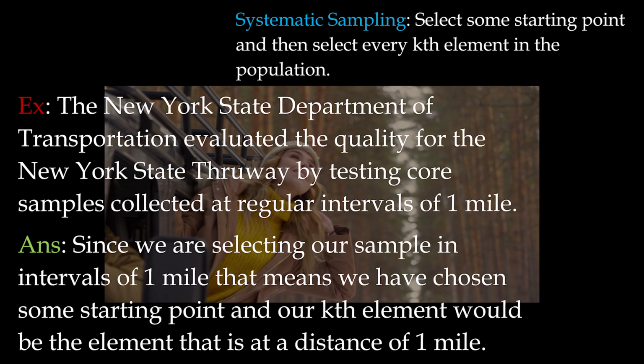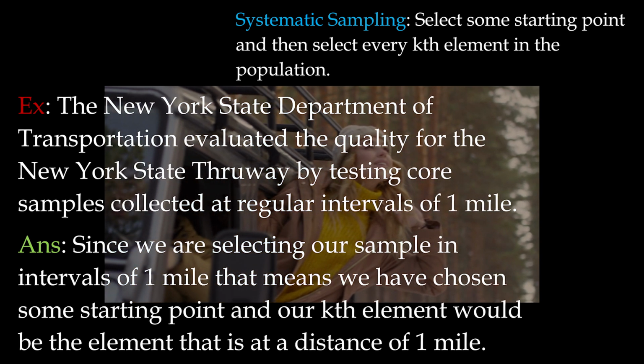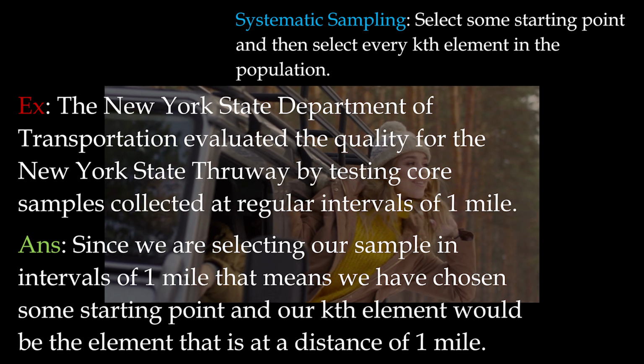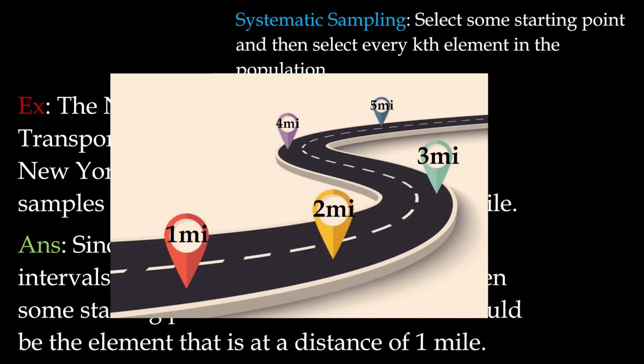Since we are selecting our sample in intervals of 1 mile, that means we have chosen some starting point, and our kth element, which will be part of our set, would be the element that is at a distance of 1 mile.